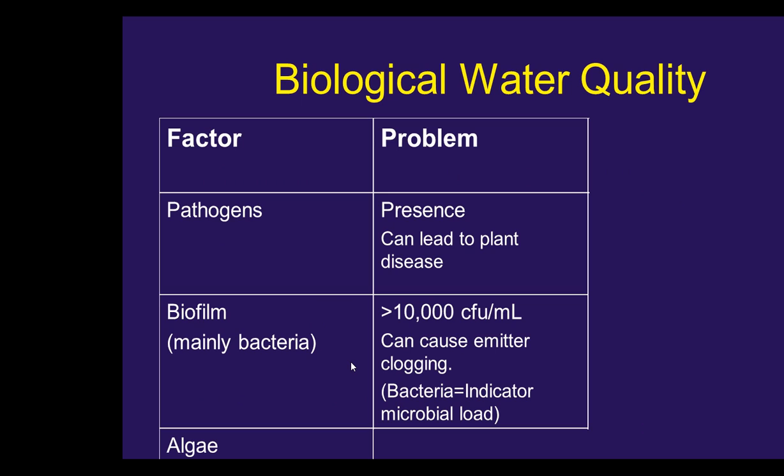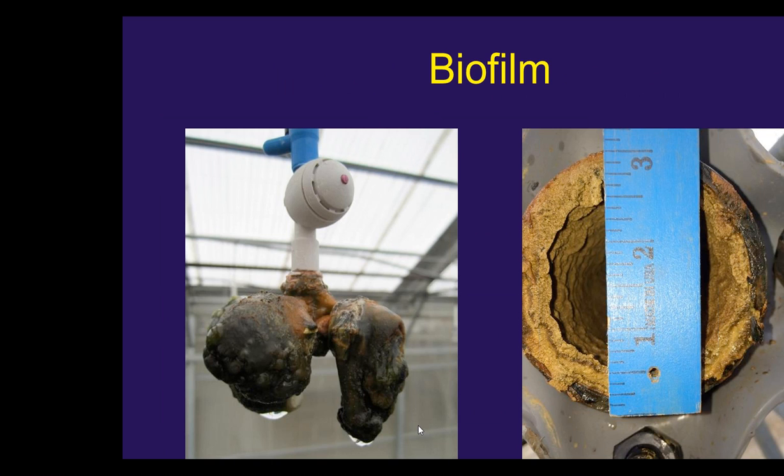Followed by that, we have biofilm. And I would say biofilm is probably the most common problem that we're looking at in the greenhouse industry. We know that if we have over 10,000 colony forming units per milliliter, that can result in clogging of emitters. The colony forming units is a standard measurement in the lab that indicates how many units form an individual colony. And bacteria is generally what's used as an indicator for microbial load.